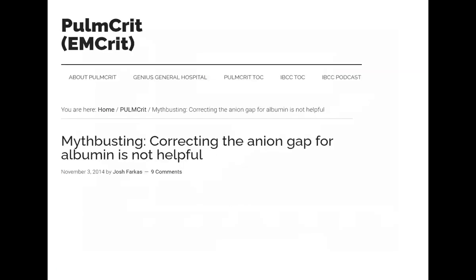Now, I don't know if you guys ever look at this website. I'm sure you do, because everybody does. This is PulmCrit, or EMCrit. So Josh Farkas, who writes a lot of things on here, does not like correcting the anion gap for albumin. He says it's not helpful. But I'll tell you why I like to do it. Because it improves the sensitivity, right? You don't want to miss a gap acidosis.